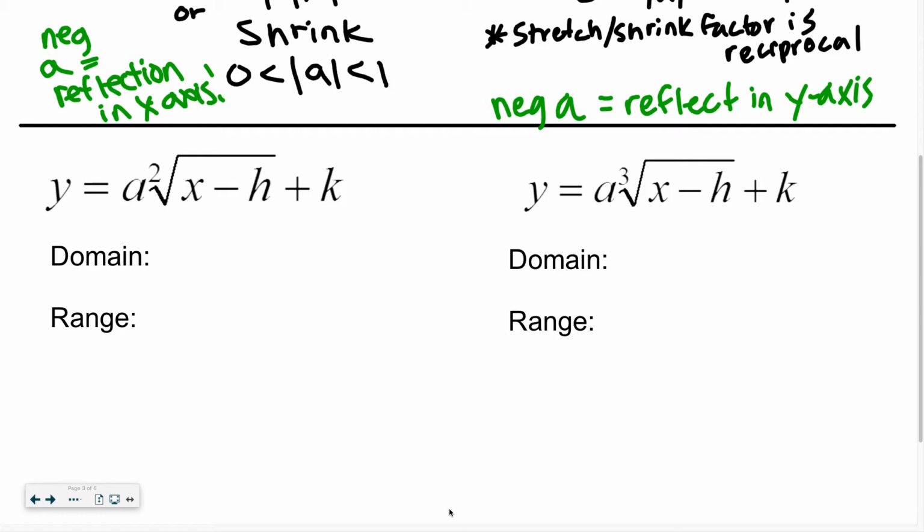And then you'll know it's an H because it will be trapped under the radical. See, the x minus h is under the square root, or the x minus h is under the cube root. So that makes it an H. And anything that's added or subtracted outside of the radical, that's automatically a K. Okay, anything multiplied outside the radical, that's an A.